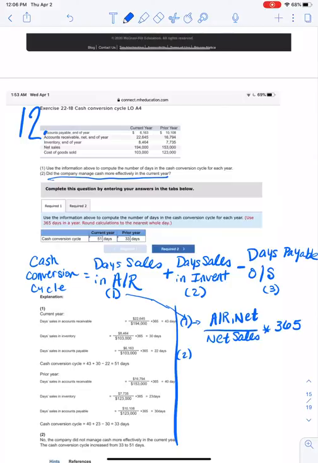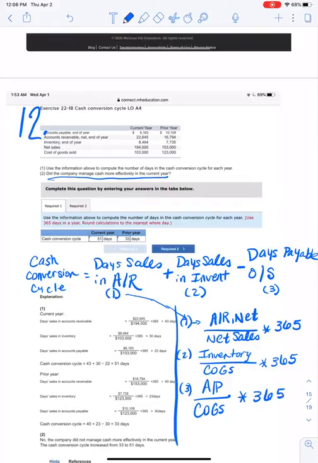Now 2, we're going to deal with my days sales in inventory. This is going to be inventory divided by cost of goods sold times 365. And finally, days payable outstanding will be my accounts payable divided by cost of goods sold times 365.